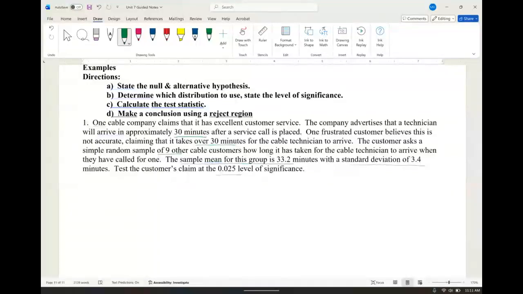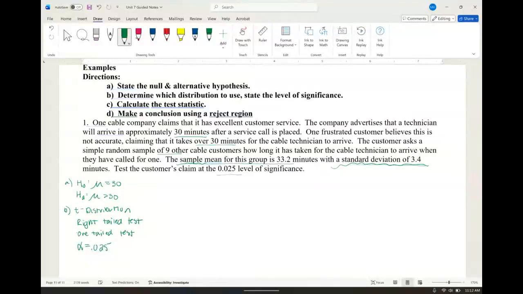All right, so here we go, our null and our alternative hypothesis. Our null hypothesis is that the mean equals 30, and our alternative is that it's greater than 30. We're going to use the student's T distribution, since we know a sample standard deviation, which is coming from the sample. This is a right-tailed test. When we use our table for that student's T distribution, this is a one-tailed test, and our level of significance is 0.025.